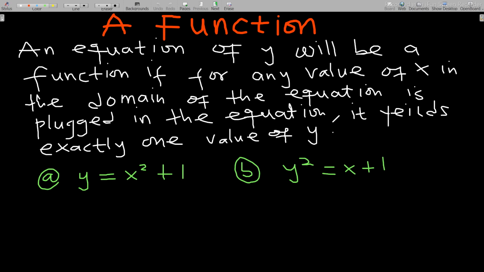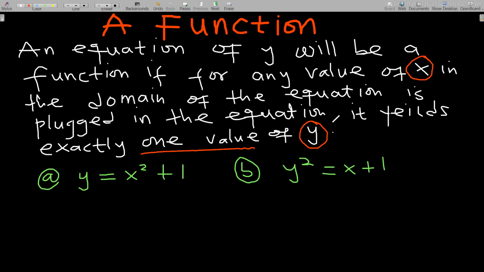An equation of y will be a function if, for any value of x in the domain of the equation that is plugged in, let me write it all for you, if this x is plugged in the equation, it yields exactly one value of y. This one value is very, very important.